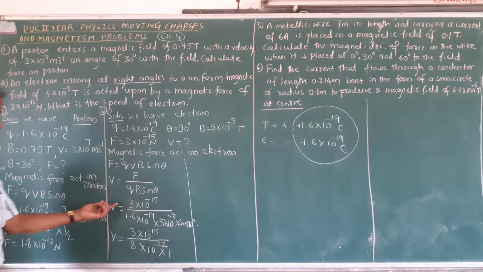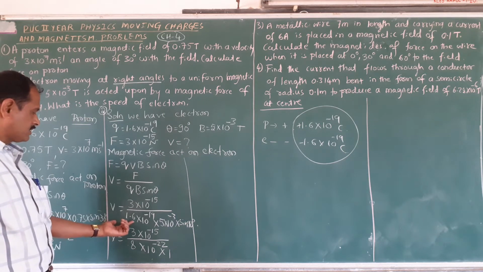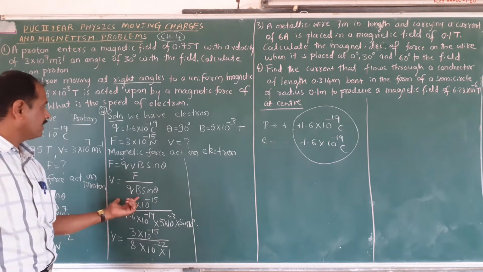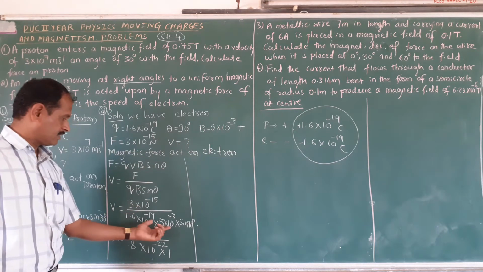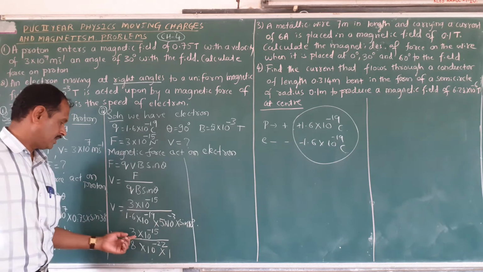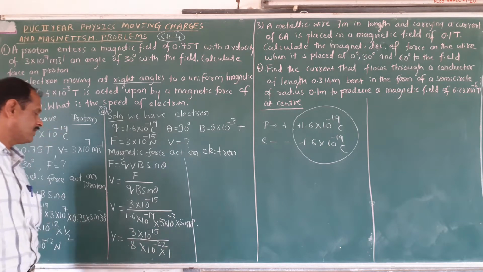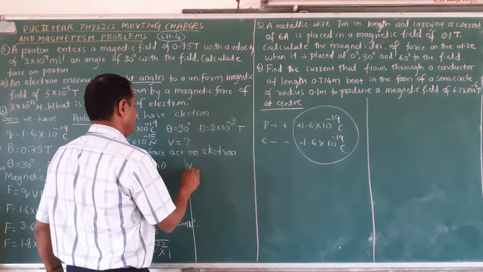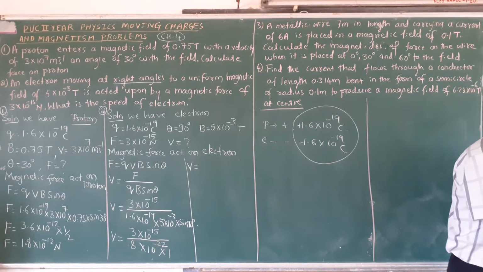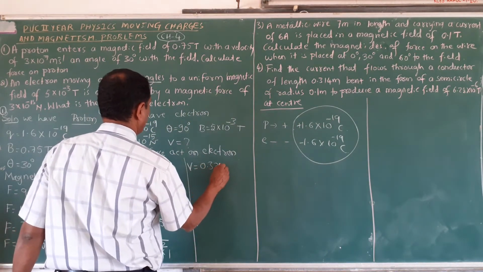You observe this one. Force is 3 into 10 to the power of minus 15, charge 1.6 into 10 raised to minus 19, magnetic field 5 into 10 to the power of minus 3 Tesla, theta 90 degree, sin 90 is 1. 1.6 into 5 is 8, so 8 into 10 to the power of minus 22. What is the answer here? V is equal to 3 divided by 8. What is the answer for 3 divided by 8? 0.375.